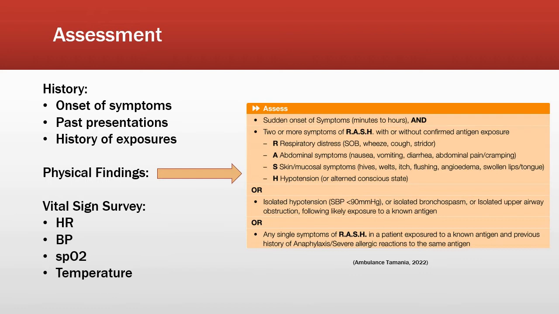Initially, BP in anaphylaxis will probably rise and then drop quite rapidly as you start to involve your cardiovascular system and the sort of changes you might get with shock. SpO2 is important to check, particularly if there's any stridor or wheezing involved.